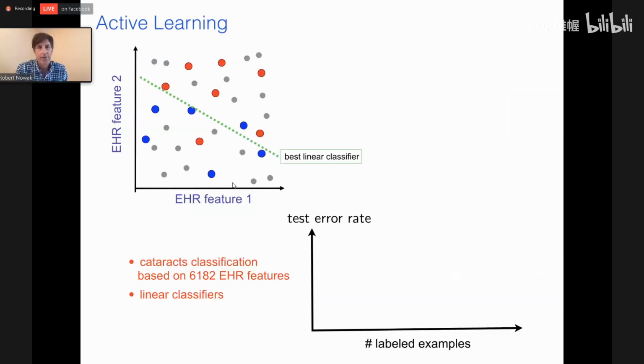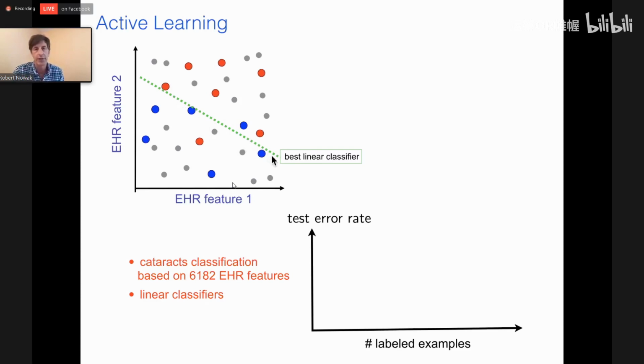Here's a picture of how this might go. What I'm showing you in the upper left is a rendering of a classification learning problem with two electronic health record features. In actuality, the example I'm going to talk about has about 6,000 electronic health record features, and we're using linear classifiers on those 6,000 features to try to predict whether somebody has cataracts or not. Each dot is an electronic health record. The gray dots are unlabeled records, and the red and blue dots are labeled. Maybe red means that person has the disease. Given this set of labeled examples, this green line here would be our best linear classifier.